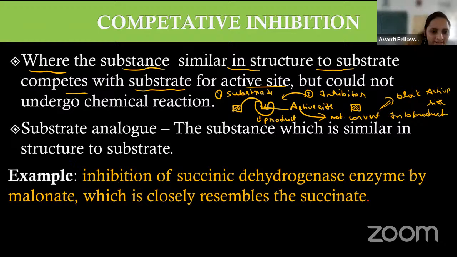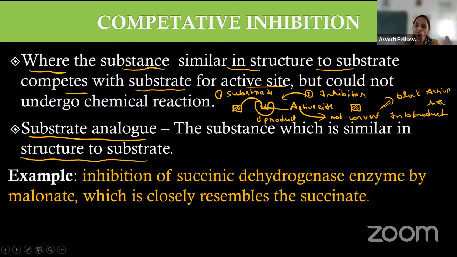Okay. So what is the substrate analog? See here what happened. The substance which is similar in structure to the substrate is called a substrate analog. I have told you. So here our inhibitor is similar to the substrate, right? So thereby it is blocking the active site, right? That type of inhibitor we call the substrate analog. What is the substrate analog? That inhibitor is similar to the structure of the substrate.